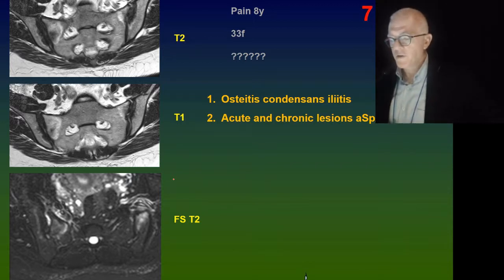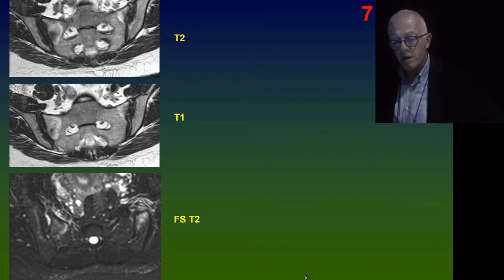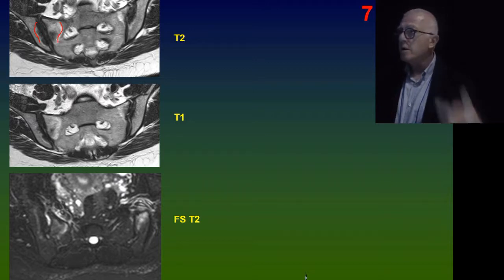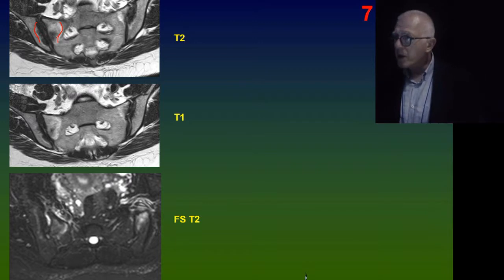Okay, thank you very much. That's the correct answer. We do have acute and chronic lesions in axial spondyloarthropathy. What we see here is sclerosis on T1 and fatty replacement on T1. These are the two findings of structural lesions, chronic lesions. We have a third one also.